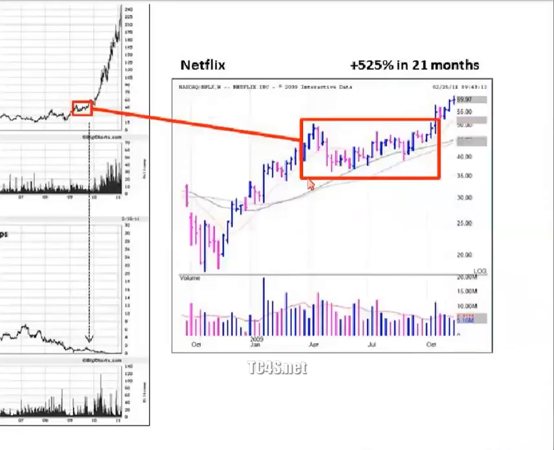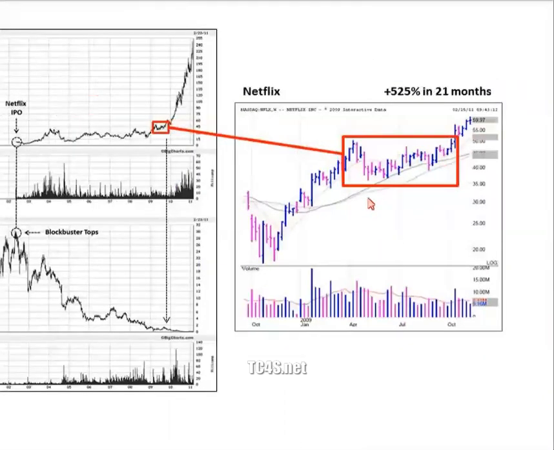You can see that it goes through a perfect VCP setup here and tightens up very nicely here on the right side. We were buying this as it came out here. This is actually a stock that we put on the service, and I was actually buying this and held it for a longer term move. It made a very nice move, of course, Netflix, most of you are familiar with that.